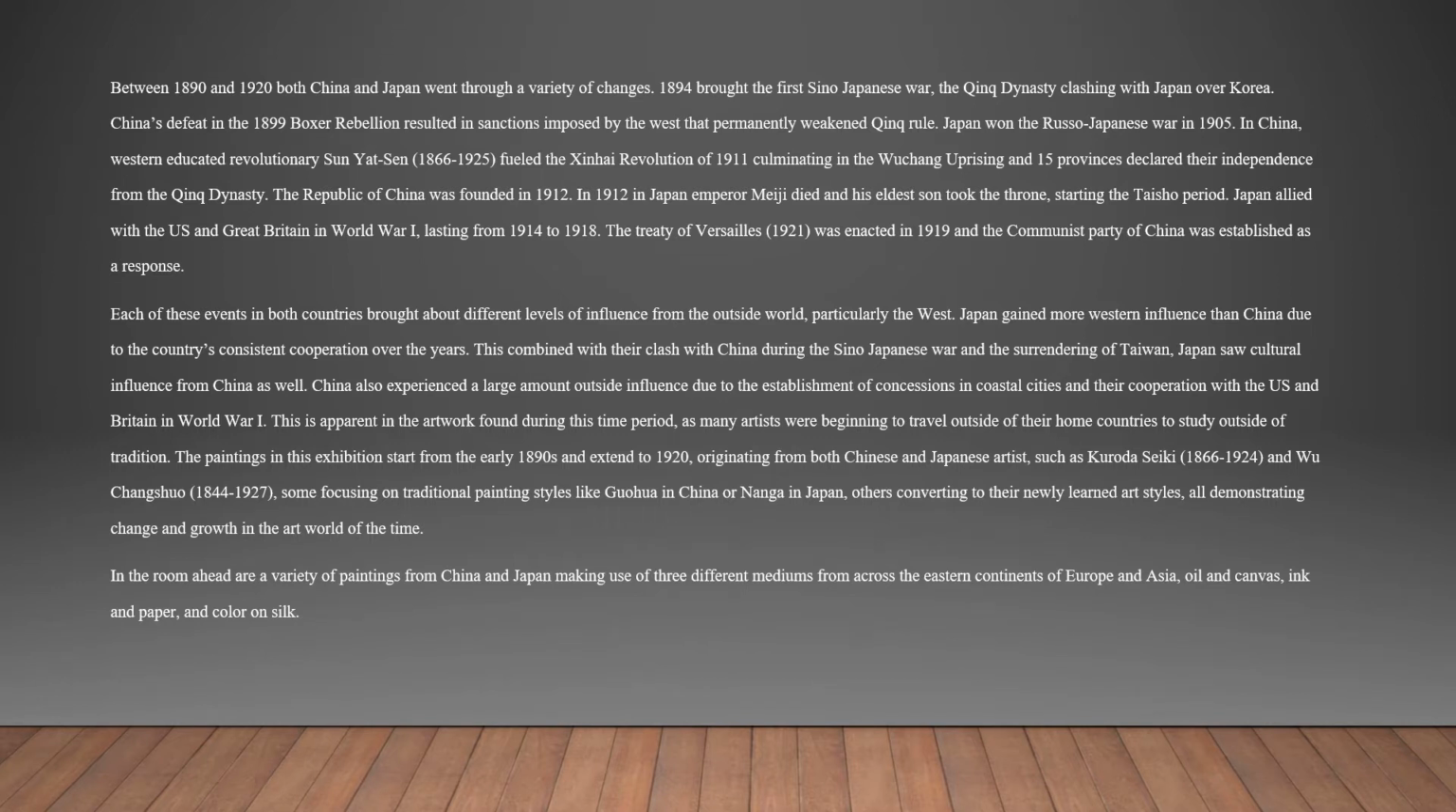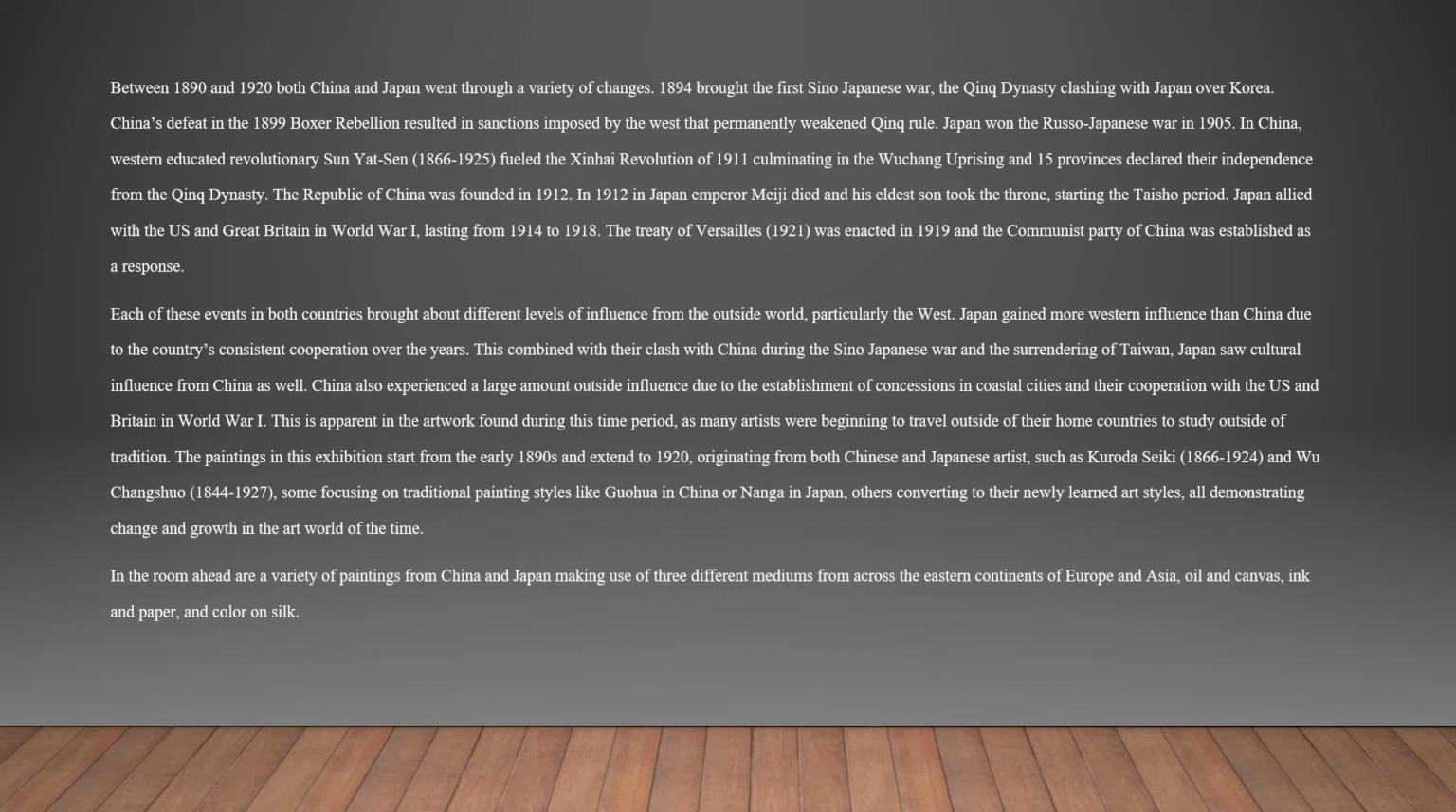This is apparent in the artwork found during this time period, as many artists were beginning to travel outside of their home countries to study outside of tradition. The paintings in this exhibition start from the early 1890s and extend to 1920, originating from both Chinese and Japanese artists such as Kuroda Seki and Wu Changshuo, some focusing on traditional painting styles like Guohua in China and Nanga in Japan, others converting to their newly learned art styles, all demonstrating change and growth in the art world of the time.